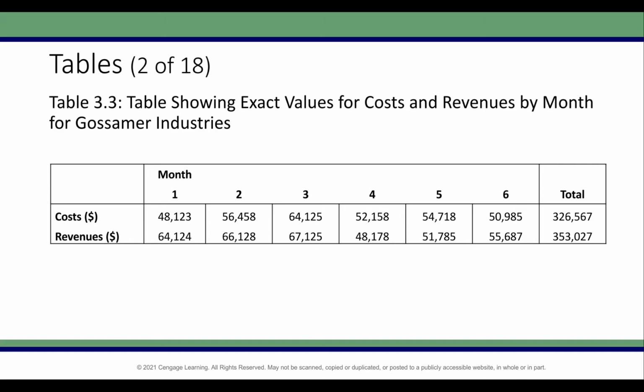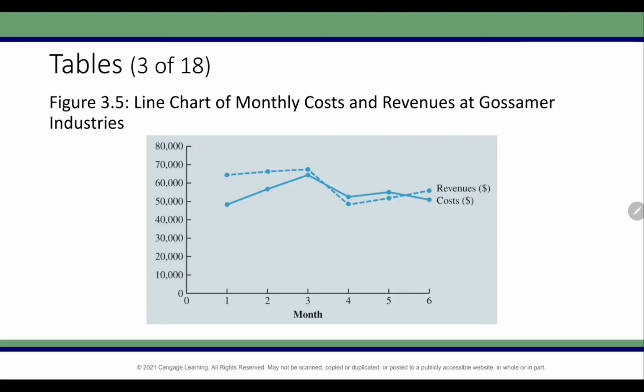Okay, so we have this Gossamer Industries here. So this is a table that shows the cost and the revenue of this company. Okay, so you see that these are the months, right? And at the end you see the total value. So this total is, the first one is the total cost, the second one is the total revenue there. And this is the corresponding figure.